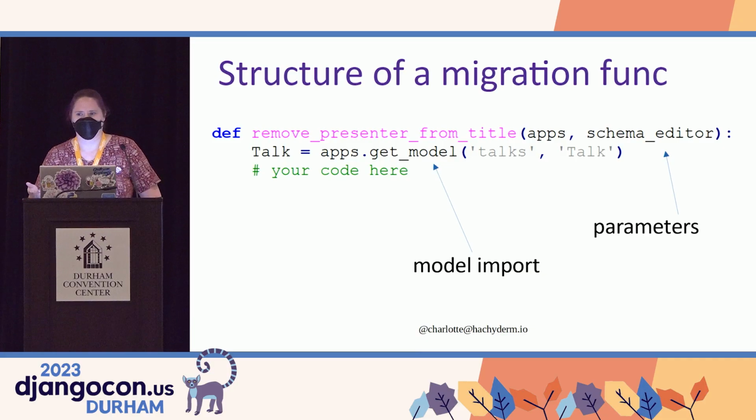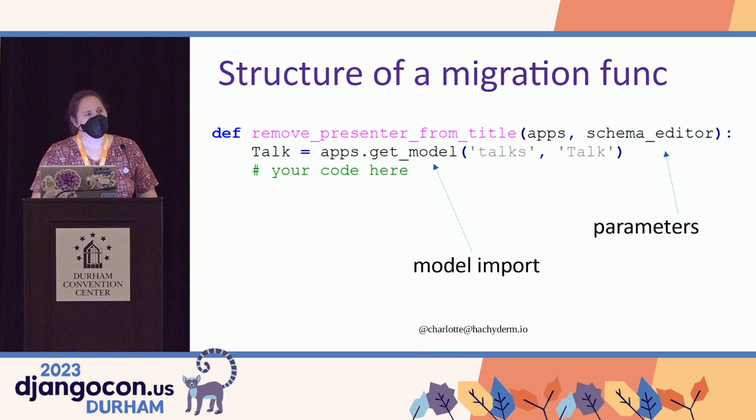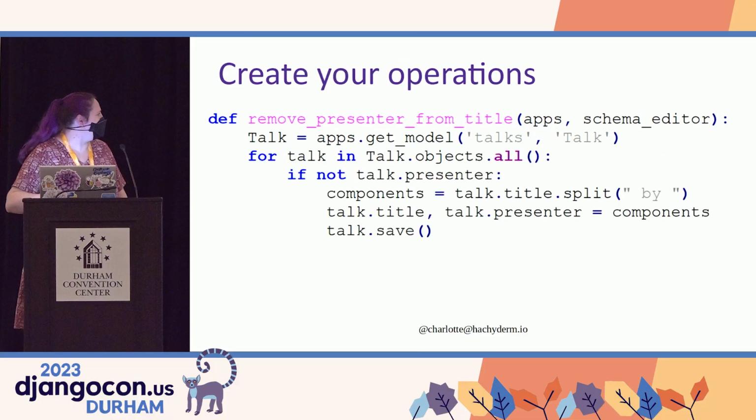So you do need to take that into account and account for that functionality in your migration directly. But it is important that you use the model through get_model so that you don't end up with issues down the road because you're using the wrong version of your model. All right, so all of those caveats in place.